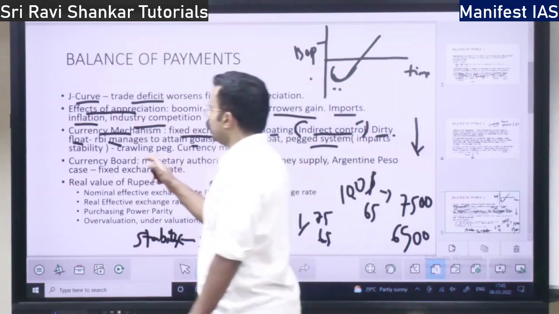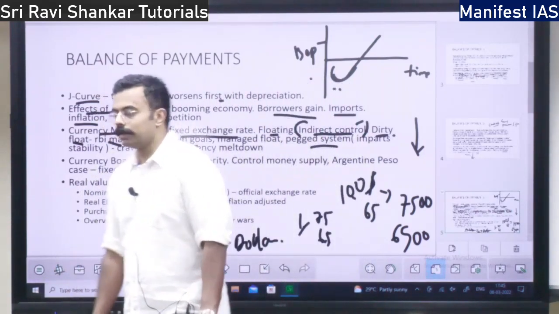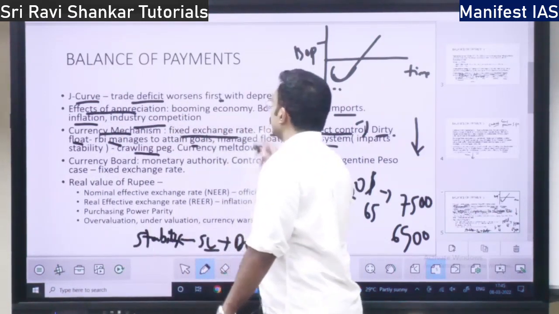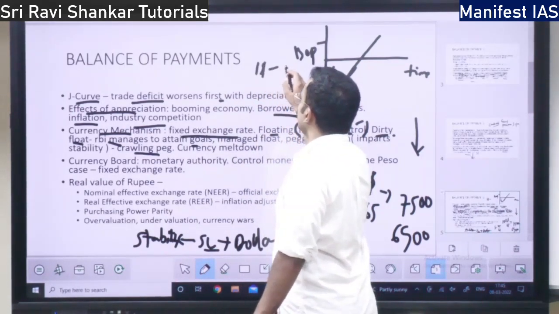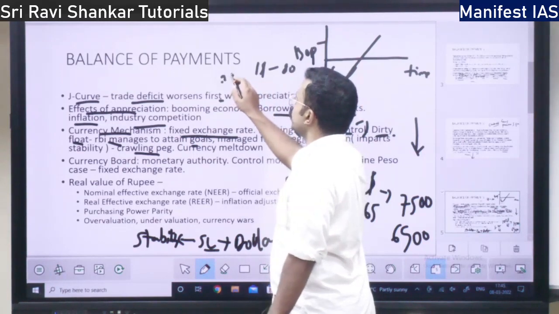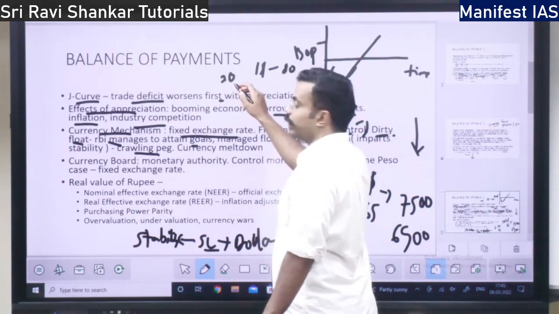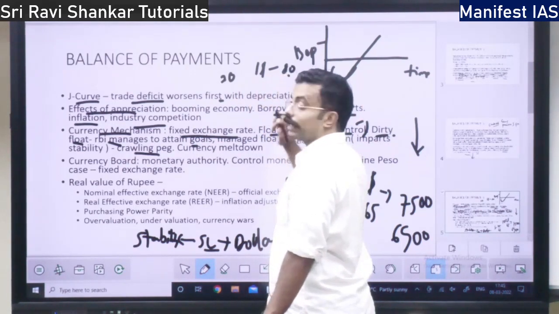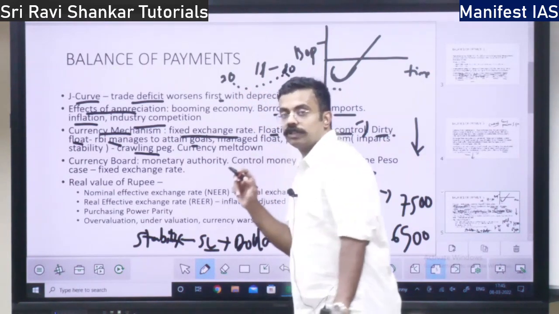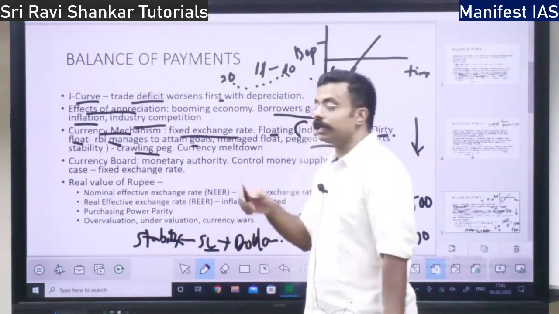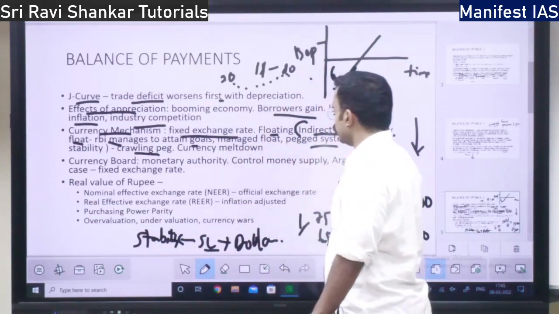Apart from that, crawling peg. What is crawling peg? We are going to fix a rate, let's say $1 is equal to 80 rupees. Now let's say the rate is 70 rupees. It will not directly go to this target. Slowly it is going to reach 80 rupees. So this is called crawling. That is crawling peg.